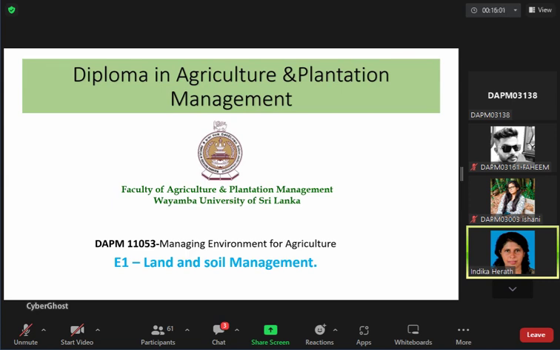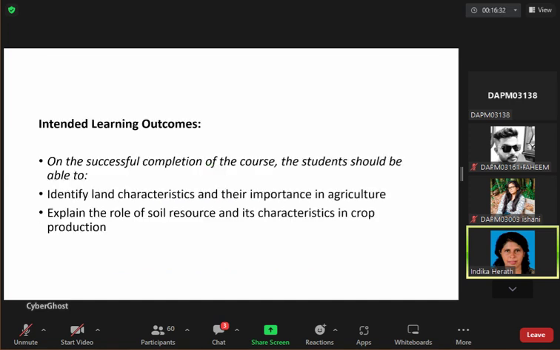That is mostly related to land-related properties and how they are to be managed for sustainable agriculture and all those things. When it comes to sustainability, we also need to consider the environment. That's why this course is designed as land and soil management under the environmental faculty, right? Environment for agriculture, right? So we will start off.